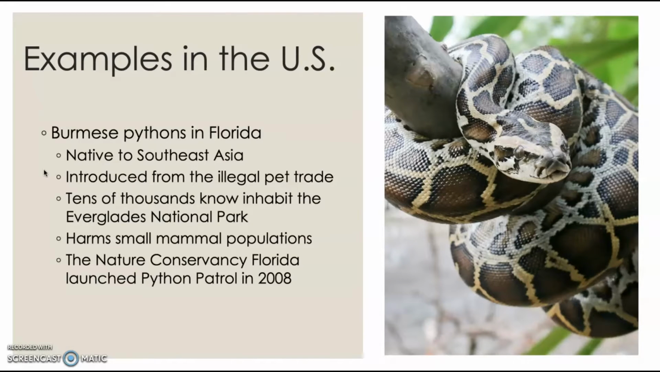Here are some examples of invasive species in the United States. The first one we're going to discuss is the Burmese python. These are found in Florida, but originally they came from Southeast Asia. They were introduced to the United States from the illegal pet trade, and now the population has grown so much that tens of thousands are known to inhabit the Everglades National Park in Florida. These are harmful to small mammal populations, and in 2008, the Nature Conservancy in Florida launched the Python Patrol to start regulating these populations.